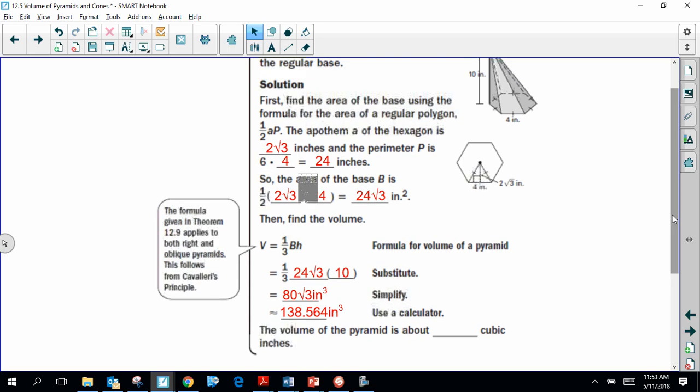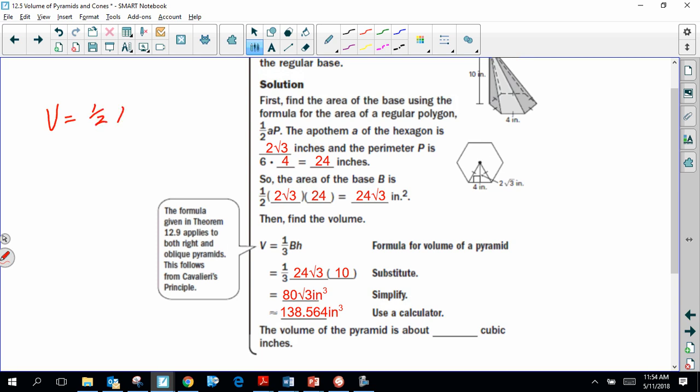Now, the one thing I want to point out is they're doing this in 2 separate steps. They're finding the area of the base and then substituting it into the equation for the volume. Generally, what I would do when I would work something like this out is say volume is equal to 1/3 times the base times the height. So in this case, I'm going to say 1/3 times the area of the polygon, which is 1/2 times the apothem times the number of sides times the length of each side, times the height.